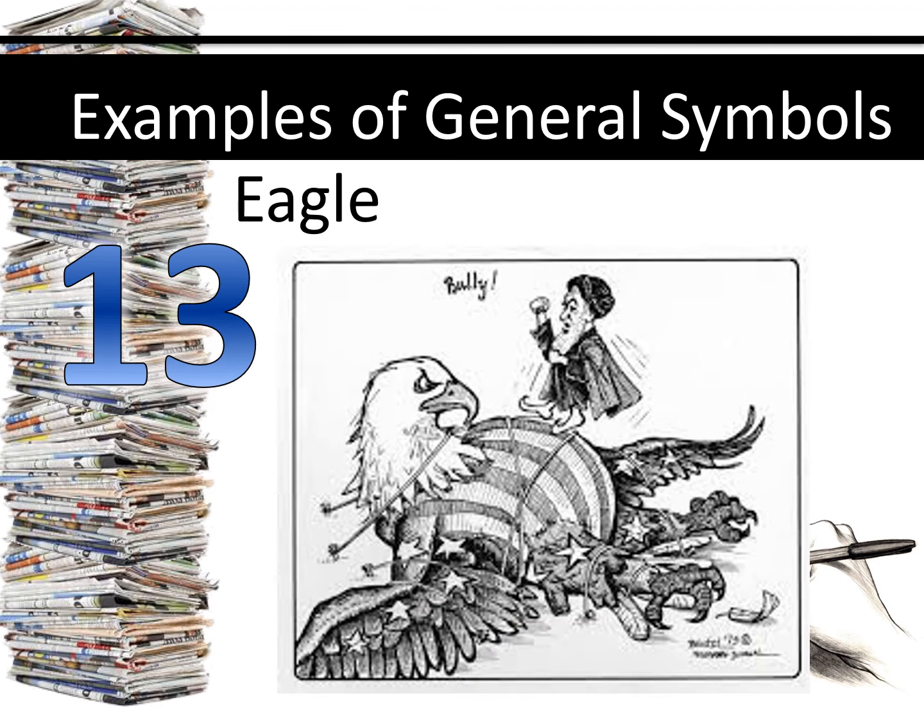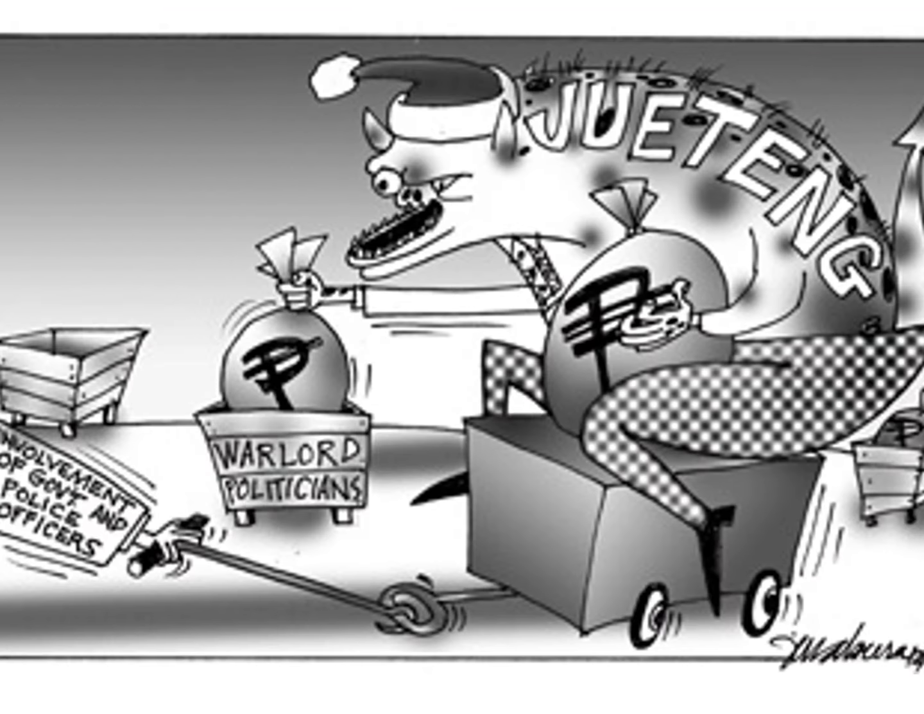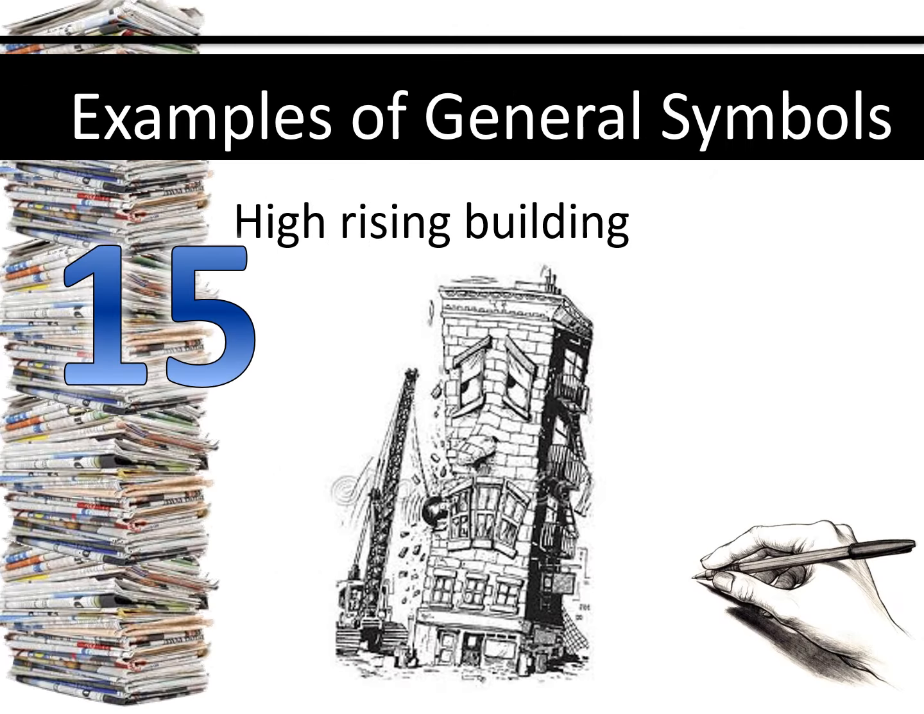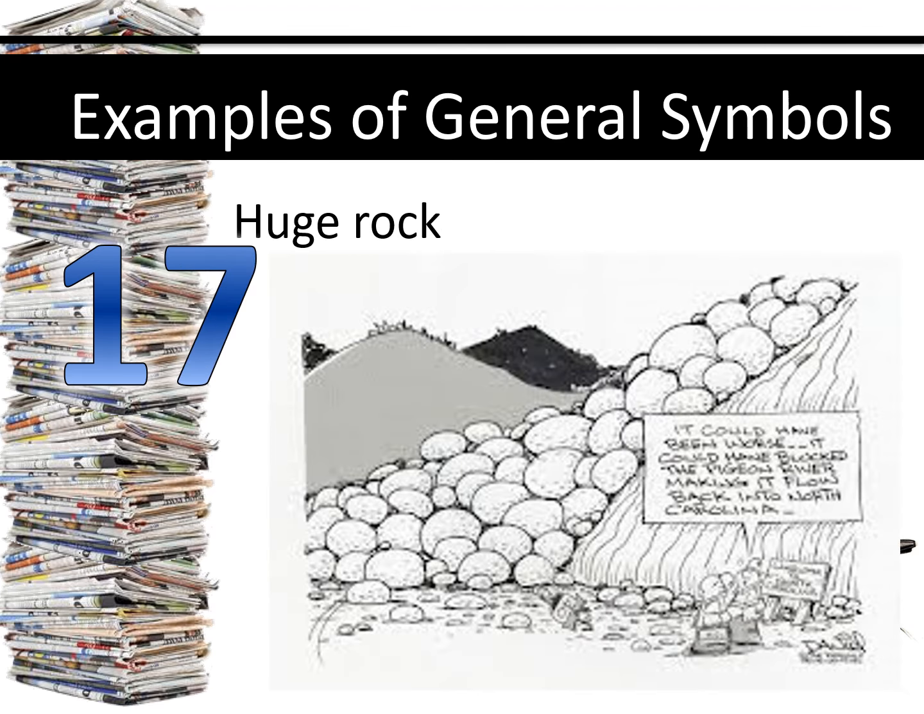Number 13, eagle for US, that means USA. Bar of gold means wealth, treasure, fortune, progress, development, richness. High rising building, it means development, progress. The key, it means the answer or the solution. Huge rock or boulders, it means, just like the waves, hindrance or problem, predicament.